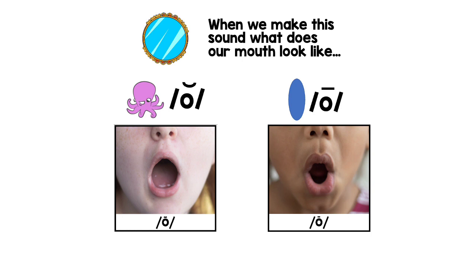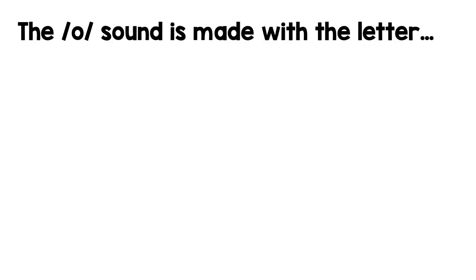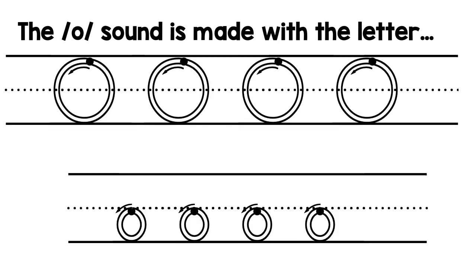Take time to get out a mirror and look at the difference in your mouth when you say ah like in octopus and o like in oval. The key picture for ah is octopus, and the key picture in our classroom for o is oval. The ah and o sound can be represented in writing with the letter O. Capital O and lowercase o look the same.